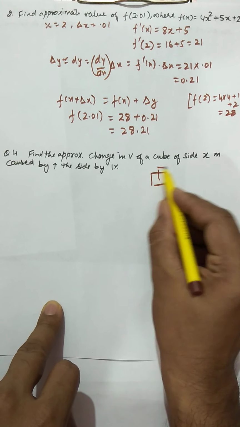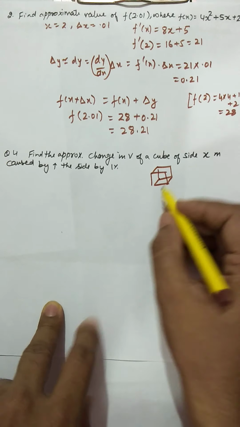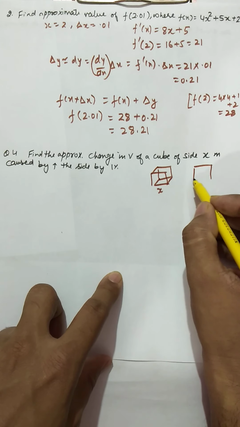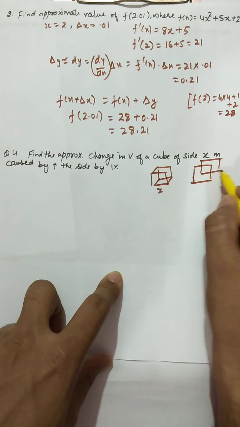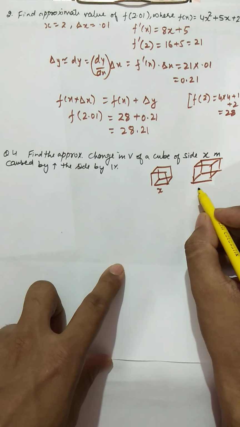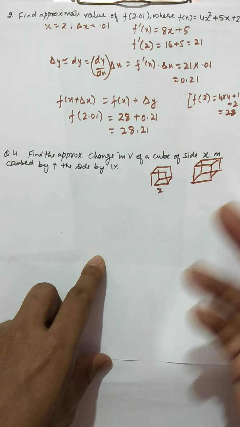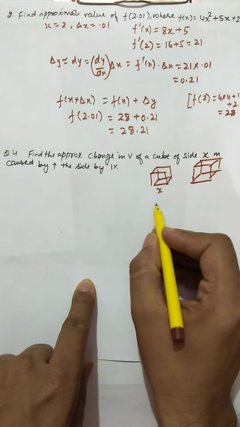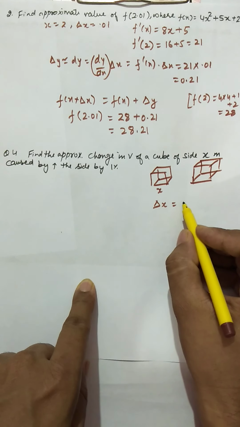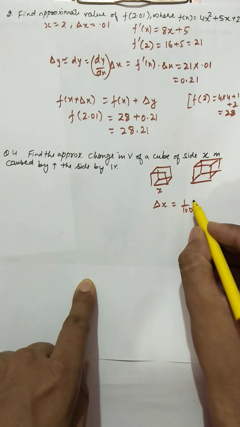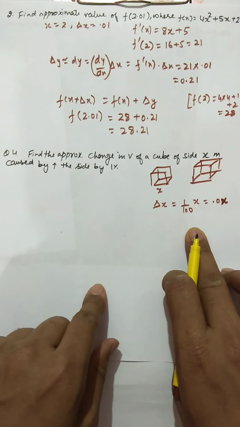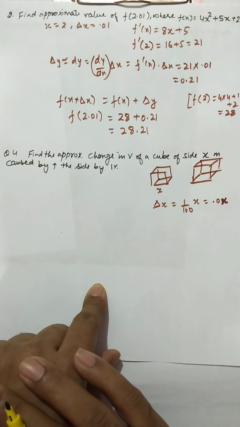So let's take this cube. Originally the side is x, but we are increasing the side by 1%. So the new cube is going to be x plus 1% of x. So delta x is actually going to be 1% of x, 1% means 1 upon 100 into x. So this is going to be 0.01x, you may say. So this is the delta x that you can use.